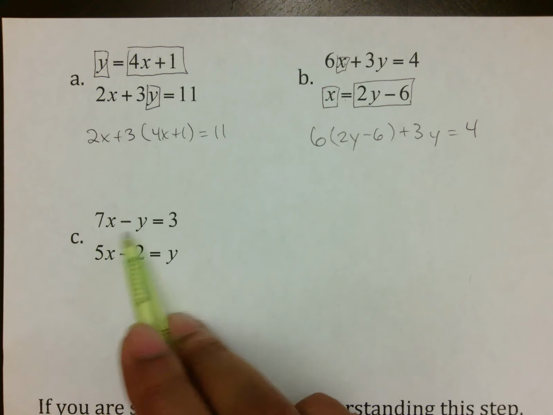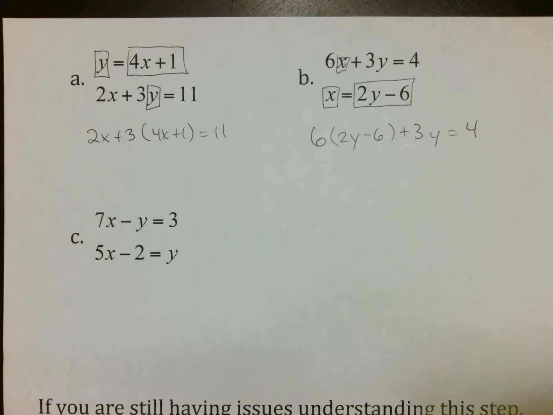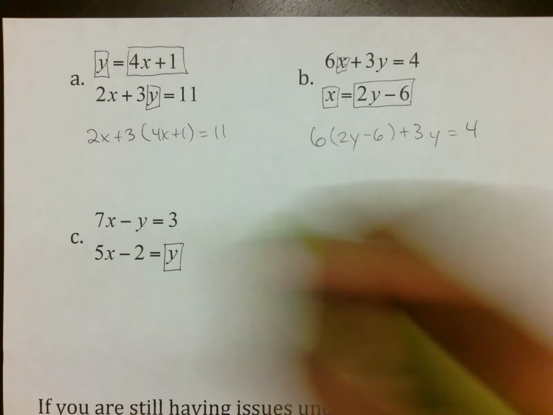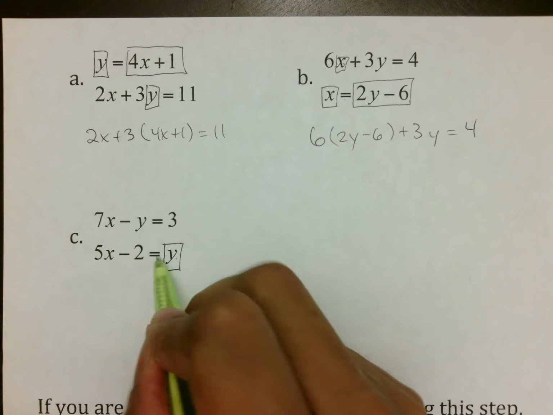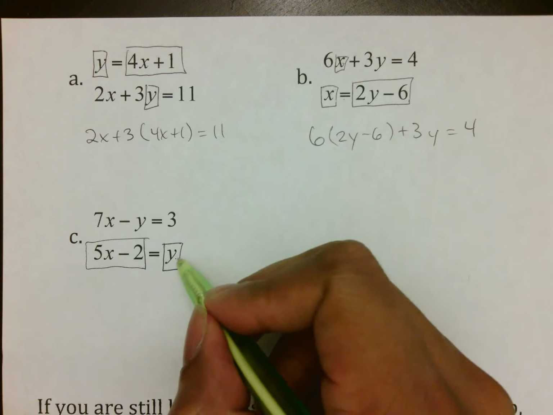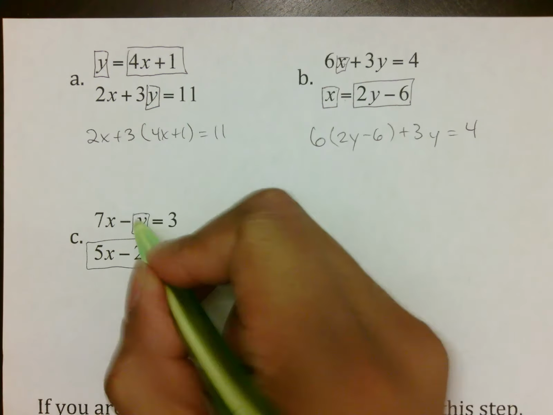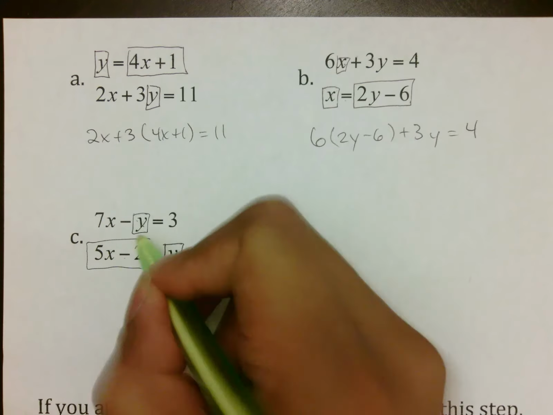On C, we have 7x minus y equals 3, 5x minus 2 equals y. If you're looking for the variable that's by itself, here it is. Y has the same value as 5x minus 2. So what we're going to do now is take this y, put a box around this one up here, and we're going to trade the y out for 5x minus 2.